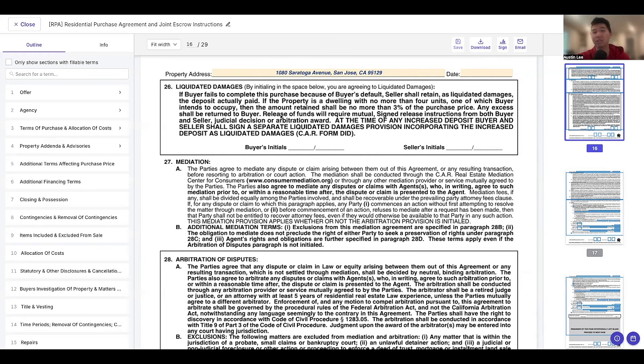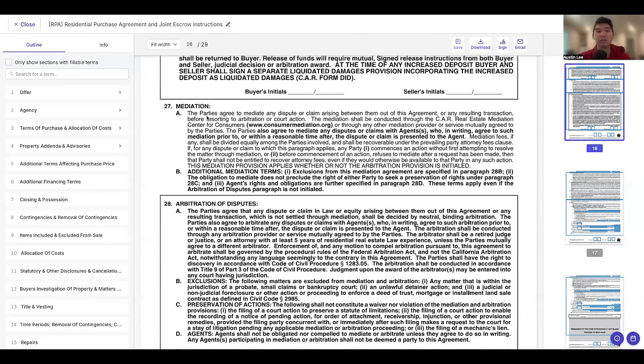If you don't have a contingency, then you're still going to have to go through with 3% of the purchase price. It does say any excess beyond 3% shall be returned to the buyer, but this is something you need to be aware of as a buyer: anytime you put in an offer, if you're not able to perform, you still have to give up the 3%.